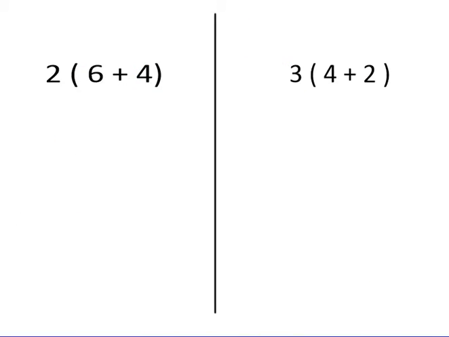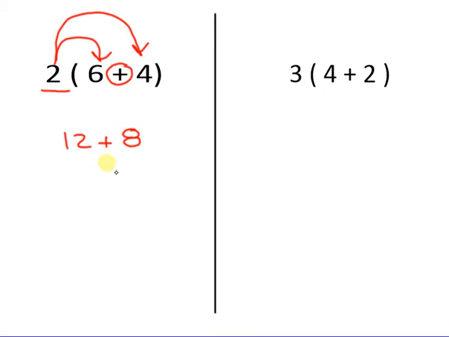Let's take a look at some examples that we can actually work out together. Here I have my 6 plus 4 inside the parentheses, and my 2 is outside the parentheses. That's the number that I'm going to distribute. So I'm going to draw my arrows because I'm going to distribute to the 6, and I'm also going to distribute to the 4. 2 times 6 is 12. My operation is plus, so I'm going to bring it down, and 2 times 4 is 8. 12 plus 8 is 20, and that's my final answer.